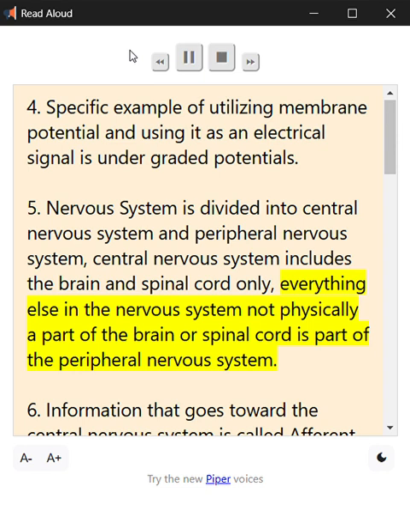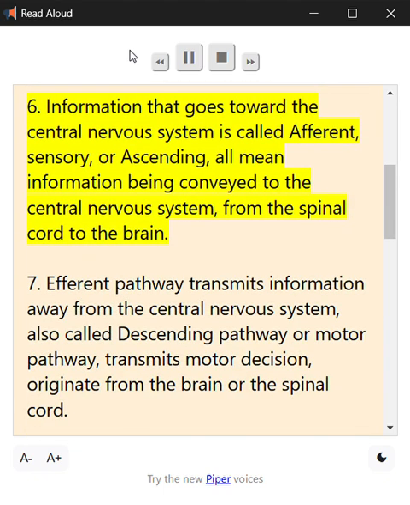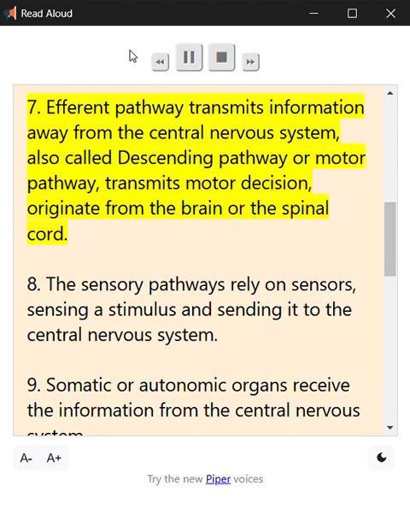peripheral nervous system. 6. Information that goes toward the central nervous system is called afferent, sensory, or ascending; all mean information being conveyed to the central nervous system, from the spinal cord to the brain. 7. The efferent pathway transmits information away from the central nervous system, also called the descending pathway or motor pathway, transmitting motor decisions that originate from the brain or the spinal cord.